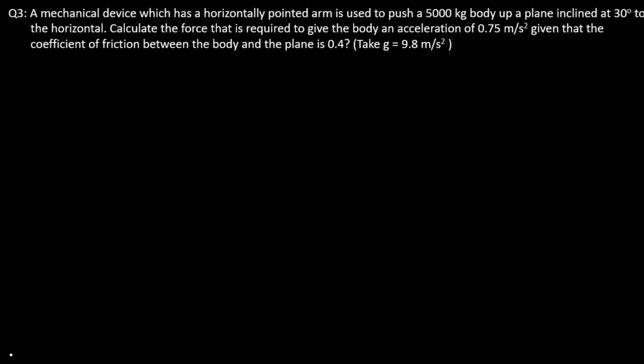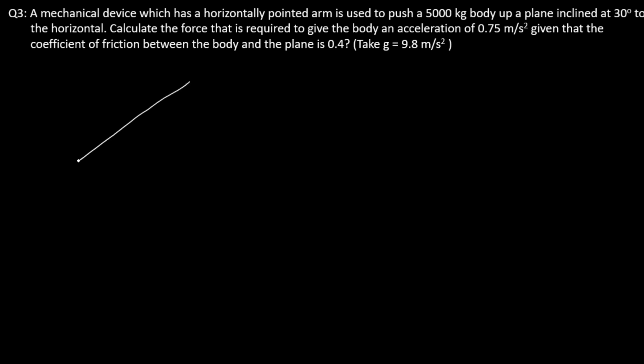Alright? So let's wrap up the topic with this question. It says, a mechanical device which has a horizontally pointed arm is used to push a 5,000 kg body up a plane inclined at 30 degrees to the horizontal. Calculate the force that is required to give the body an acceleration of 0.75 meters per second squared, given that the coefficient of friction between the body and the plane is 0.4. We're told here to take g, that is acceleration due to gravity, as 9.8 meters per second squared.